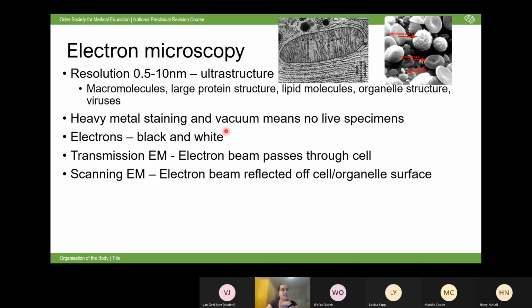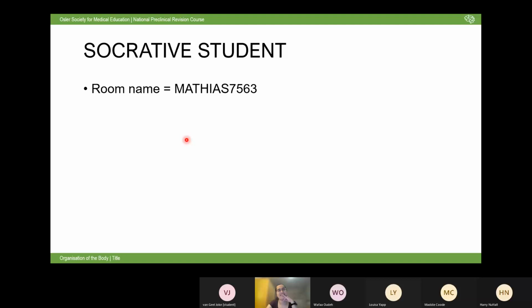But the disadvantages are obviously it's much more expensive, it needs more expertise, and you have to stain things with heavy metal. And the electron microscopy is happening in a vacuum, so you can throw the electrons, and that means you definitely cannot do it with live specimens. And it also doesn't give you the opportunity to do different colored stains, because electrons don't have color, so it's just black and white. So there we go.